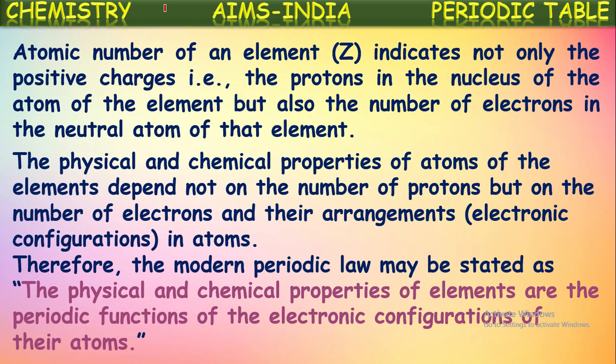Elements are written in the increasing order of their atomic numbers, and the elements which have similar valence electronic configuration, similar kind of outer shell configuration, are written one down to other, and all those elements have similar chemical properties, right?